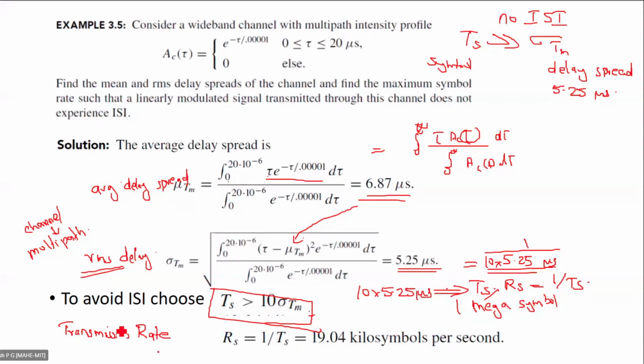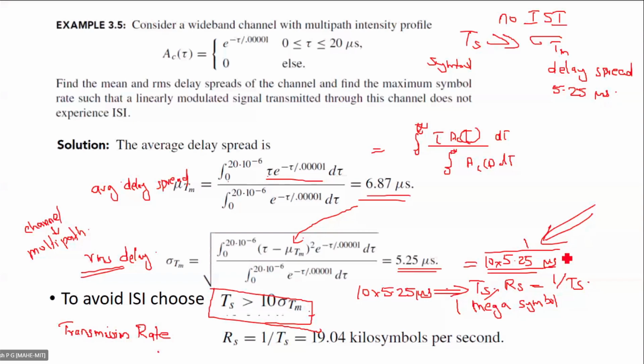Can you please do this calculation? What will you get if you do 1 by 10 into 5.25 microseconds? Sir, we get 19.036. It's same, right? Yes. So Rs is equal to 19.04 kilo symbols per second.